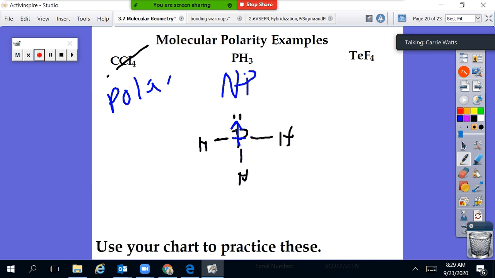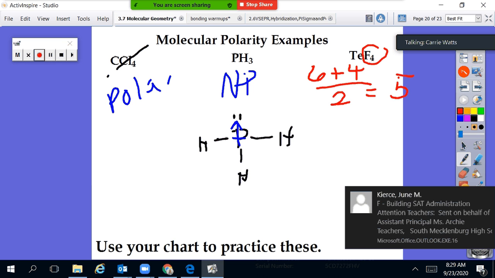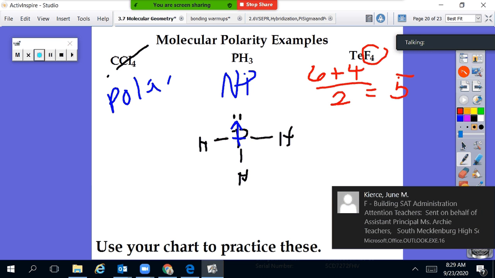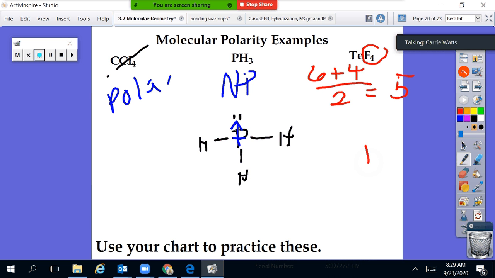Te. Te has 6 valence electrons. Let's do the little shortcut. Okay, so remember, it's 6 plus 4 divided by 2. So that's going to be, let me just double check, make sure I'm doing the right one for it. Yeah, fluorine. So that's 5 electron groups, okay? And we only have 4 atoms, so that means it's going to look like this.